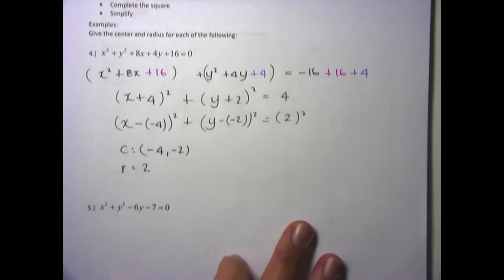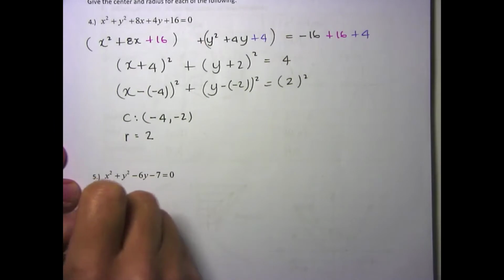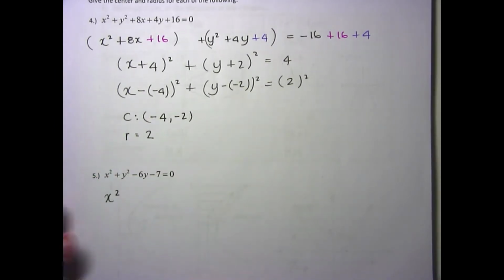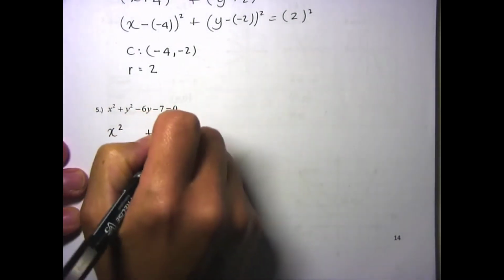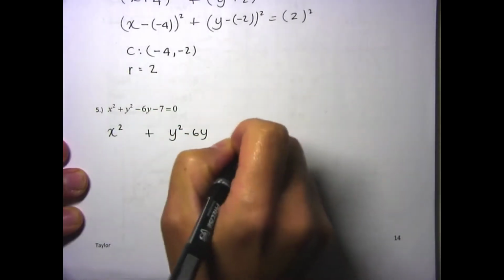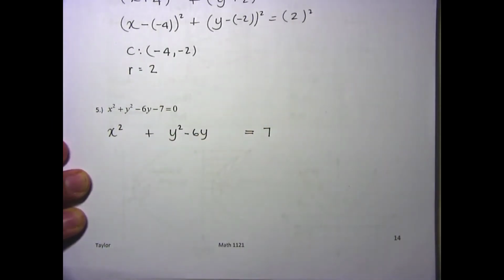All right, the next example, number 5. We have x squared plus y squared minus 6y minus 7 equal to 0. So again, I'm going to group like terms together like I did before. So I have x squared. There's no other term containing x. So x squared is by itself. That's okay. So I will have plus y squared minus 6y, and then equal to, this constant is going to move to the other side. That'll become plus 7 if I move it to the other side of the equation.